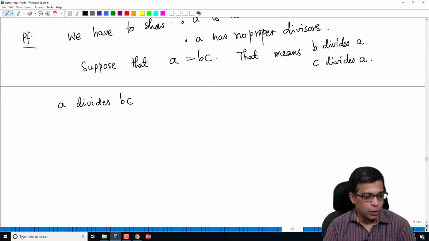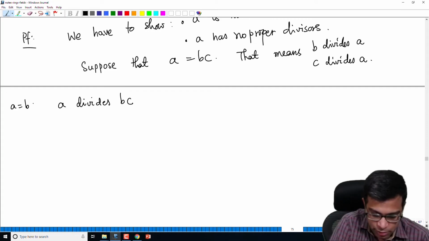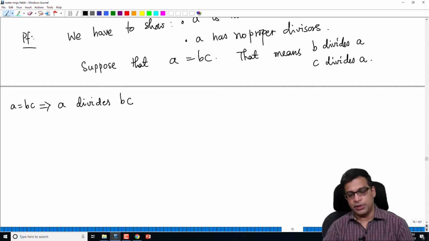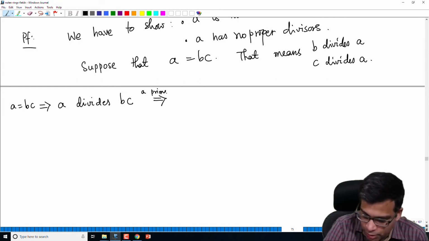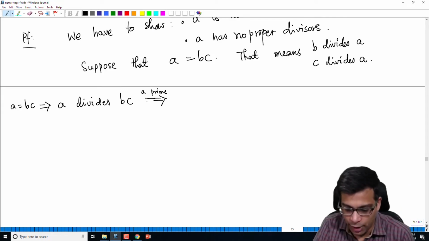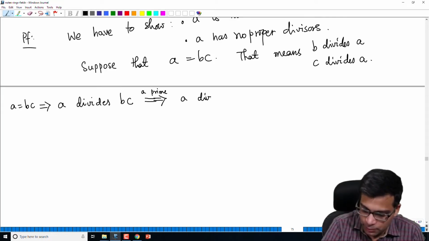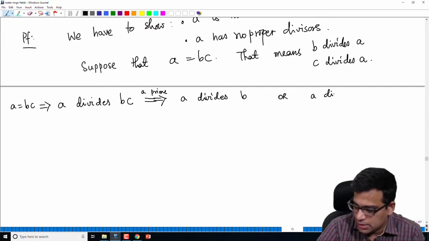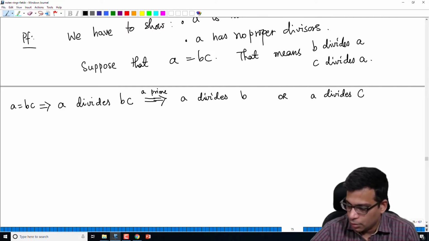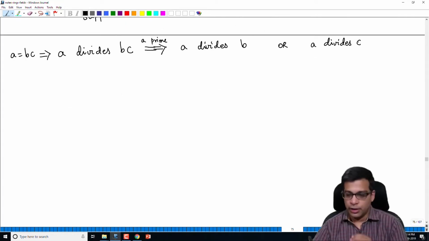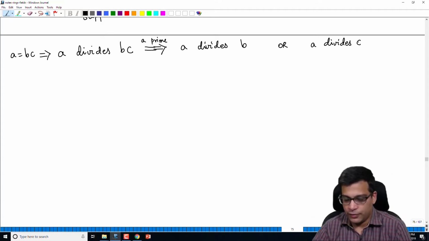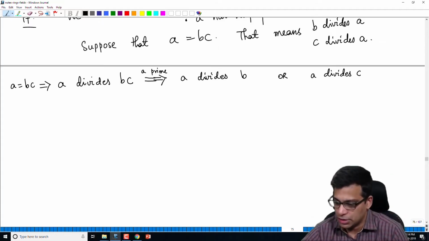Of course, A is equal to BC. So A equal to BC implies A divides BC. An element divides itself. So A divides BC because A is prime. So I'll write it here. Because of the primality of A, A divides B or A divides C. Right? A prime element has the property that if it divides a product BC, it divides either B or C.